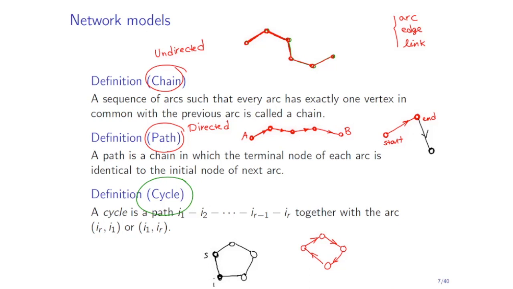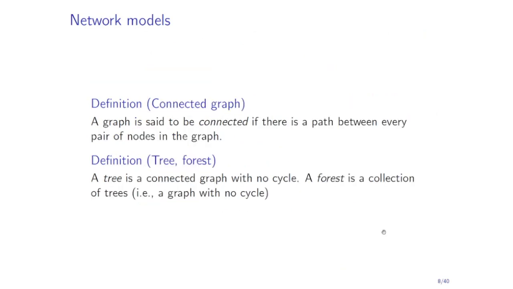Another definition, a connected graph. Okay, again, it is very intuitive. A connected graph is a graph in which between every two vertices there is a path, which means that you can go from every vertex to every other vertex. Okay?